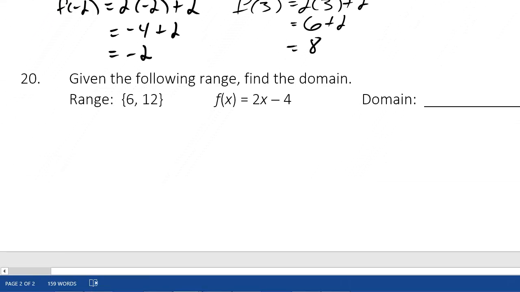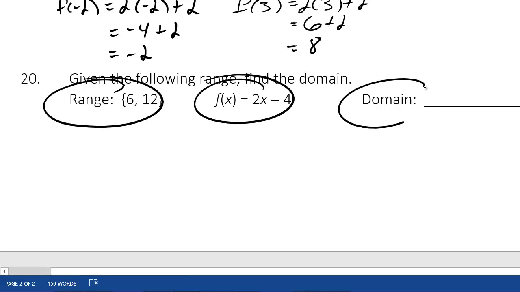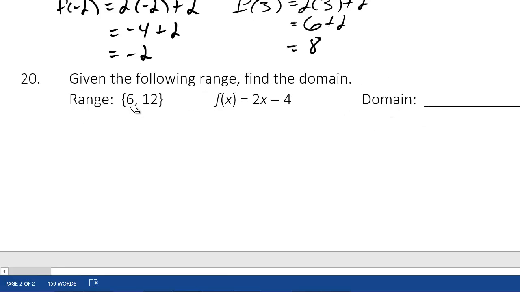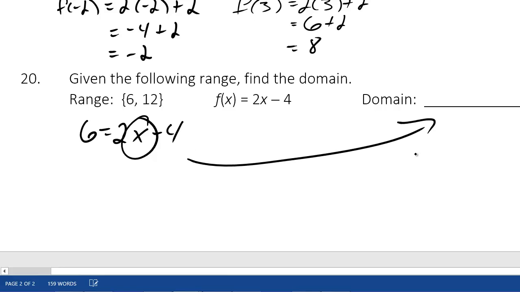Okay, now 20 is a little bit different. Our last one is a little bit different. We're given range, our function, and then our domain. So we're given our output first, and we need to find our input. Meaning, if 6 is your output, then you're going to replace f of x, your output, with 6, and then solve for x to find your domain. So I'll set it up for you. 6 is your output, so 6 equals 2x minus 4. Then all you do is solve for x and put that right there.